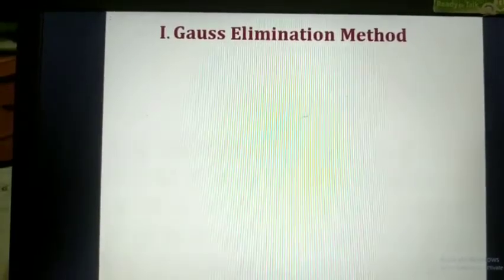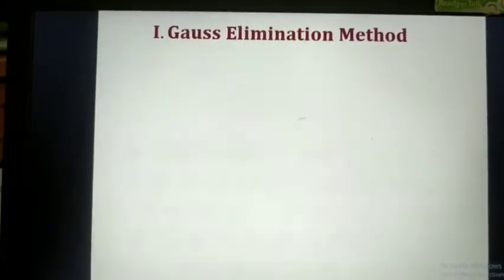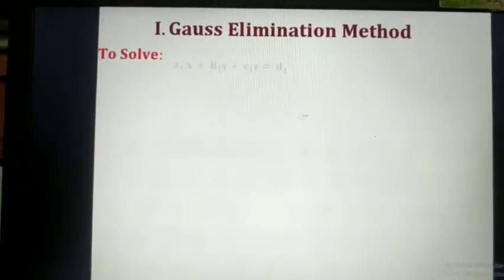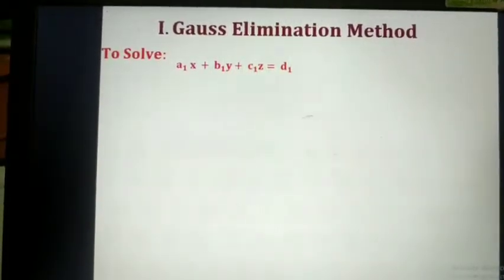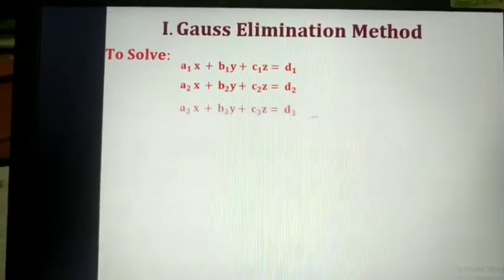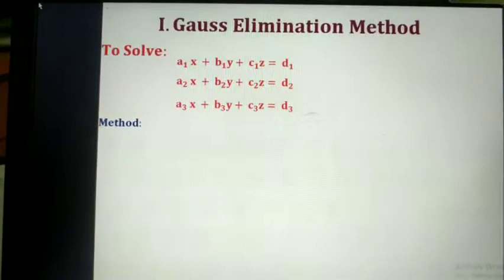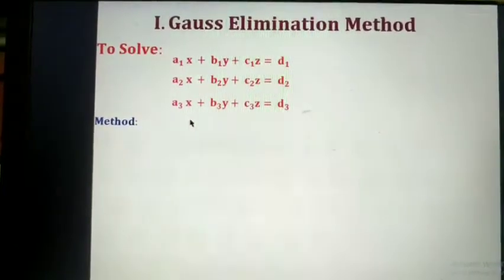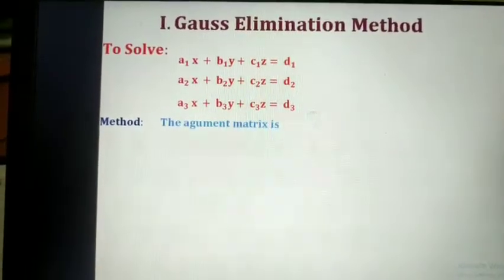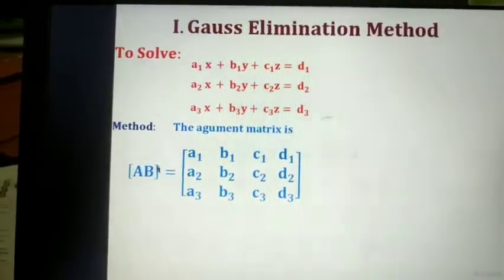In this Gauss elimination method, I first want to take the theoretical part, taking 3 unknowns and finding the values of those unknown terms. To solve the linear equations, a1x plus b1y plus c1z is equal to d1, a2x plus b2y plus c2z is equal to d2, a3x plus b3y plus c3z is equal to d3. So there are 3 equations and 3 unknowns. In this method we first have to find the augmented matrix. What is this augmented matrix? Augmented matrix is nothing but the matrix AB. That matrix AB is written in terms of a bracket using matrices.